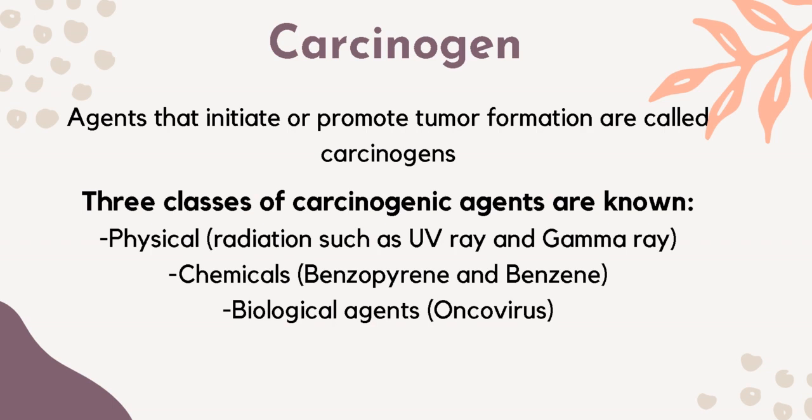Other common examples of chemical carcinogens which are also associated with a number of human cancers are benzene, associated with leukemia; arsenic, for lung and skin cancer; cadmium for prostate cancer; radon for lung cancer; asbestos for lung and gastrointestinal tract cancer; and vinyl chloride, for angiosarcoma and liver cancer. So these are some important chemical carcinogens which I mentioned.